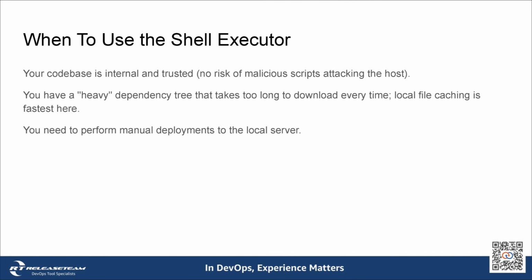To reiterate, don't use any executor with minimal job isolation, like the shell executor, with public projects. The core issue is not a bug within GitLab, but a structural risk inherent to all CI/CD platforms, potentially allowing untrusted users to execute code on your private infrastructure. The shell executor is a powerful tool in the right circumstances, but use it cautiously.